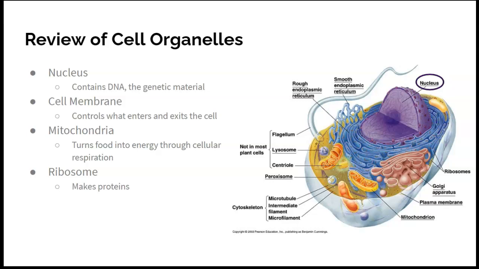The next organelle that we're going to talk about is the cell membrane, also called the plasma membrane. So even though I only wrote cell membrane, you might see it in pictures as the plasma membrane. And this is what goes around the outside of the entire cell, and it controls what comes in and goes out of the cell. Our third organelle is the mitochondria, which are these orange kind of bean-looking things.